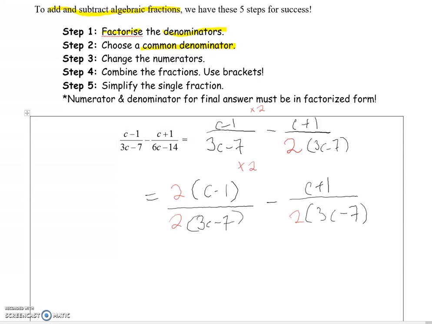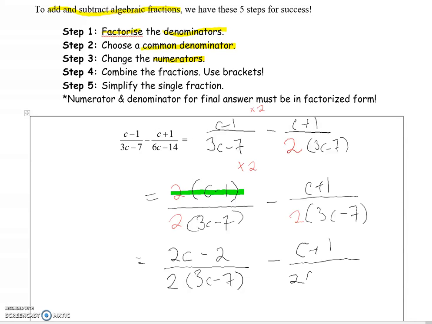Next, we need to see if we can simplify and change the numerators. Here, we realize that we can simplify the numerator by multiplying 2 with the c minus 1 bracket, and this will give us 2c minus 2. We just rewrite the denominator in factorized form. For the second fraction, we have c plus 1 over 2 times 3c minus 7.